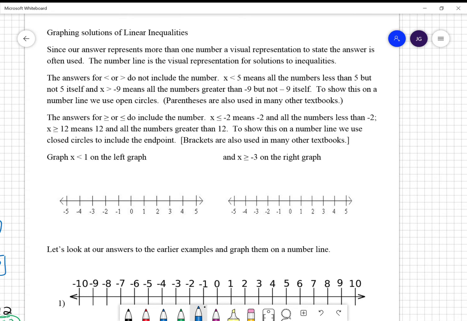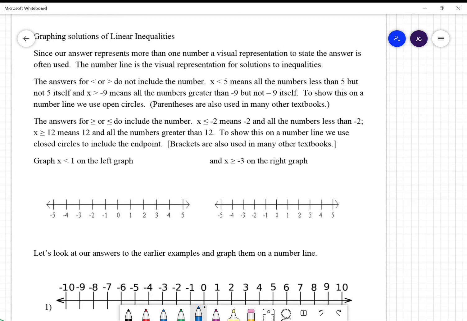Now we're going to talk about graphing. Our answer represents more than one number. Sometimes a visual representation is used. The number line is used for inequalities. The answers for is less than or is greater than do not include the number. Here's an example. X is less than 5 means all numbers less than 5, but not 5 itself.